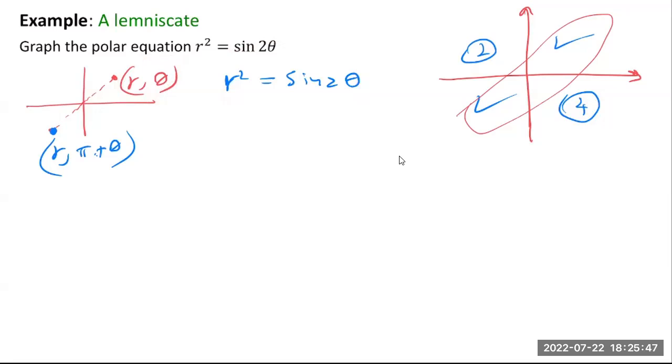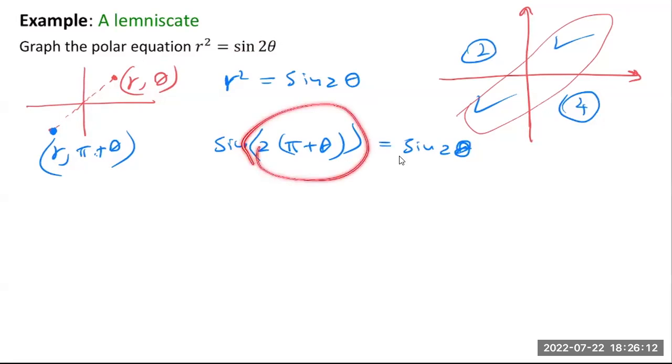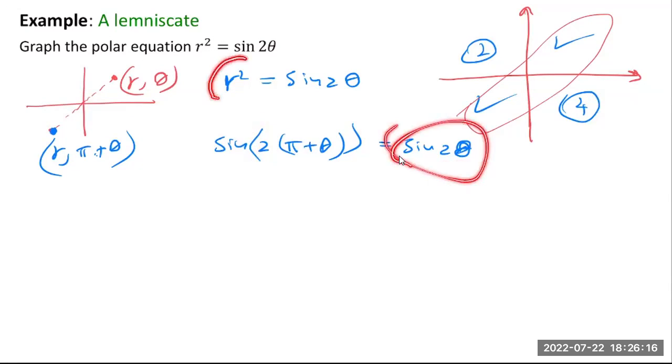Now I'm going to plug in this angle for theta. I'm going to replace my theta by this angle. Then I get sine 2 times pi plus theta. This is equal to sine 2 theta. You should be able to see it. Using simple trigonometry, you should be able to see that this is sine 2 theta. But sine 2 theta is just r squared.